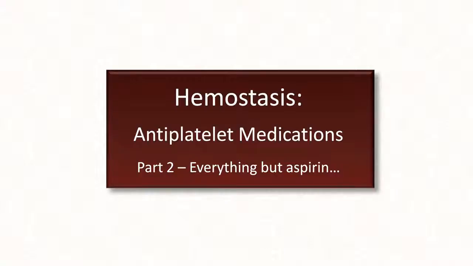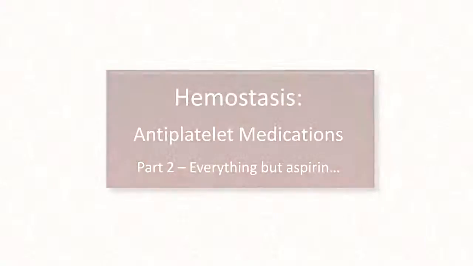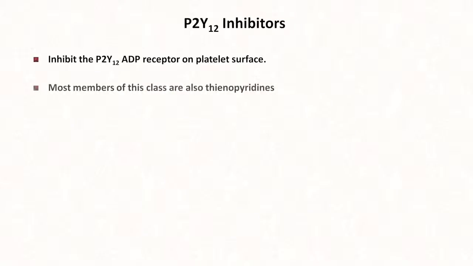This is part 2 of antiplatelet medications, and I'll be starting off with the P2Y12 inhibitors. The P2Y12 inhibitors predictably inhibit the P2Y12 ADP receptor on the platelet surface. Although it seems that most physicians are not familiar with the formal name of this particular medication class, they may instead know them as the thienopyridines, since most fall into that particular chemical classification.